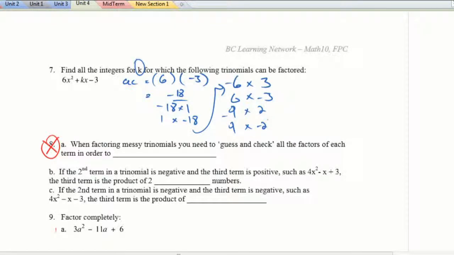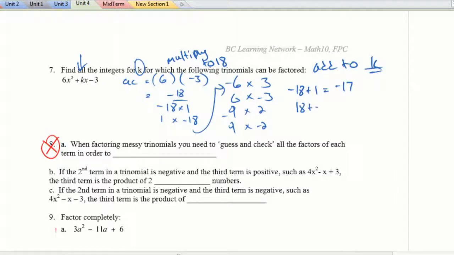So what I'm going to have to do is add each of these, because the middle term is the one. Normally we say multiply to this, so multiply to -18, add to, in this case, k. I don't know what k is, so it's asking me what are all the things it could add to. So I have -18 plus 1, that gives me -17. If I have 18 plus -1, that gives me +17. So it could be -17, it would be factorable. It could be +17, it could be factorable.